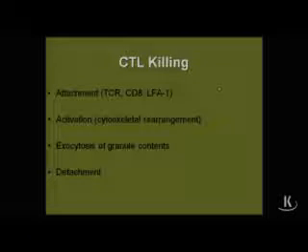Now, how do these cells actually kill? These are the steps involved in killing. You have to attach to the target cell. It does that through its T cell receptor, binding to class 1 MHC and antigen. What helps it recognize class 1 MHC is, of course, CD8. And then you have your LFA1. That is kind of your tethering molecule.